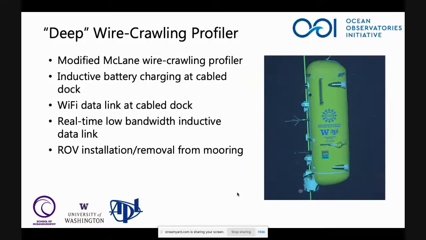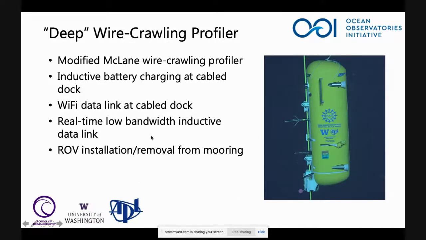So moving on to the deep wire crawling profiler. This is a profiler that was modified from a commercial McLane profiler. So some of you may be familiar with that, and this image might look somewhat familiar, but it's got a few special features that were developed at University of Washington. One of them is inductive battery charging. So there's actually a dock that this comes and meets up with at the seabed and inductively charges and also uses an RF link to download data. So it talks over Wi-Fi. Wi-Fi generally doesn't work the way it does in air underwater, although it will work over very short ranges.